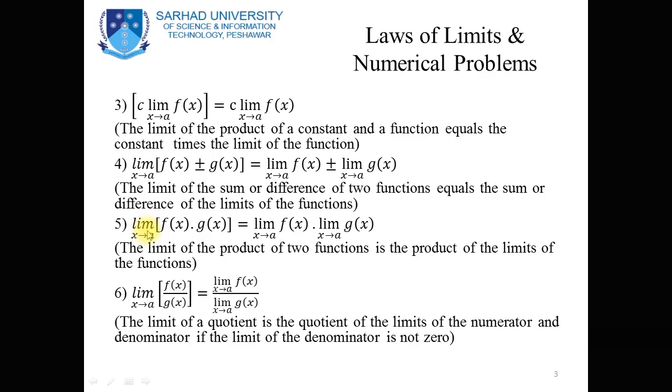And law number 5: limit x tends to a of f of x times g of x is equal to limit x tends to a of f of x times limit x tends to a of g of x. It means that the limit of the product of two functions is the product of the limits of the functions. And law number 6: limit x tends to a of f of x divided by g of x is equal to limit x tends to a of f of x divided by limit x tends to a of g of x. It means that the limit of the quotient is the quotient of the limits of the numerator and the denominator, if the limit of the denominator is not 0.